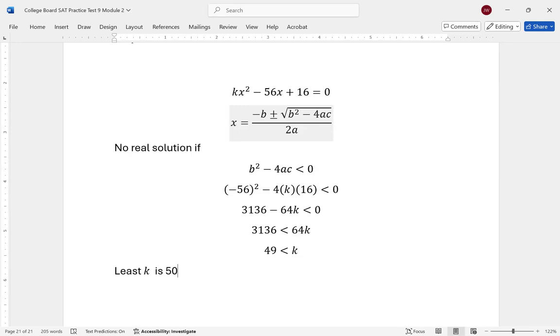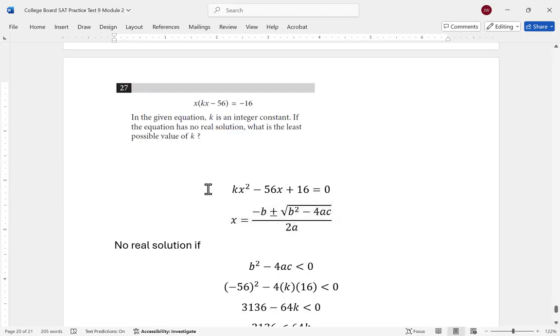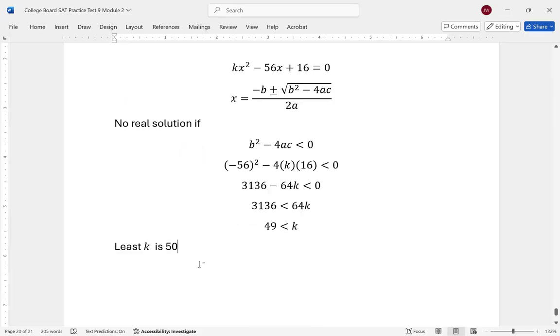It can't be equal to 49. So if it's equal to 49, we get one real solution. Therefore, my k has to be 50. And that's it. 50 is the answer to question 27. There's no multiple choice. It says, what's the least possible value of k? Least possible value of k is 50.